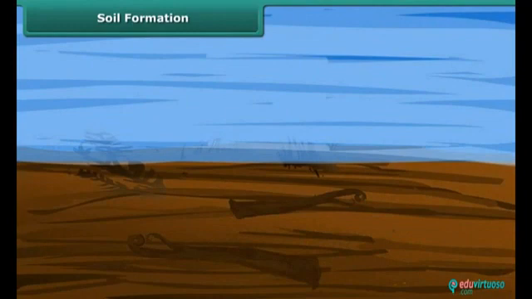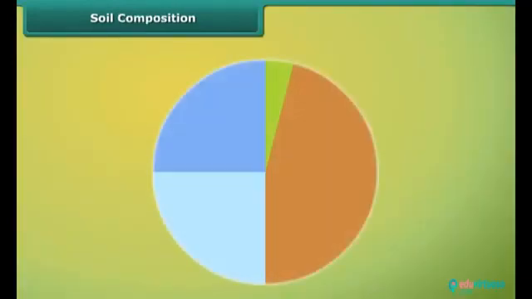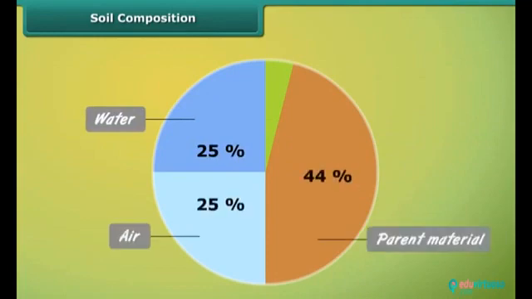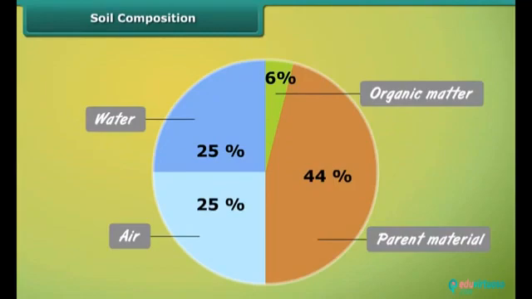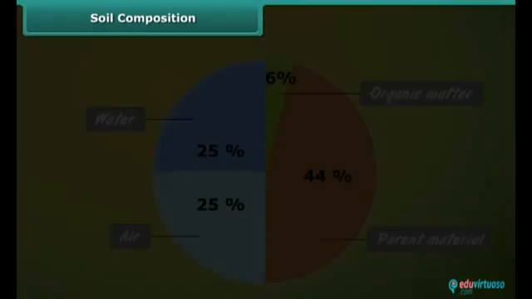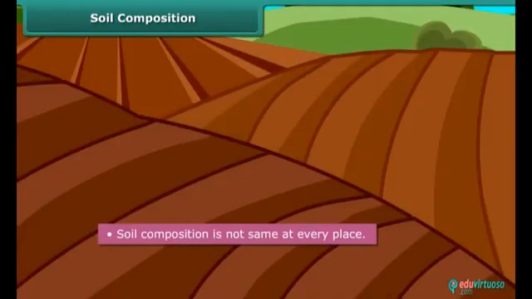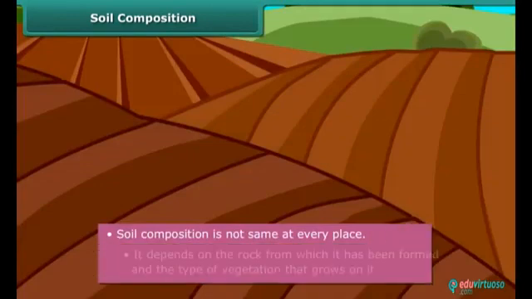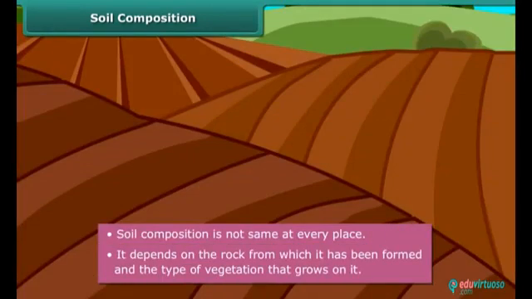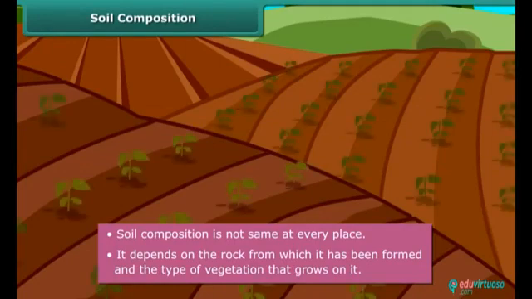for life. Soil composition. Soil is a mixture of water, air, parent material, and organic matter. Over time, these four components combine together to form healthy, fertile soil. Don't think that soil composition is the same at every place. It depends on the rock from which it has been formed and the type of vegetation that grows on it.